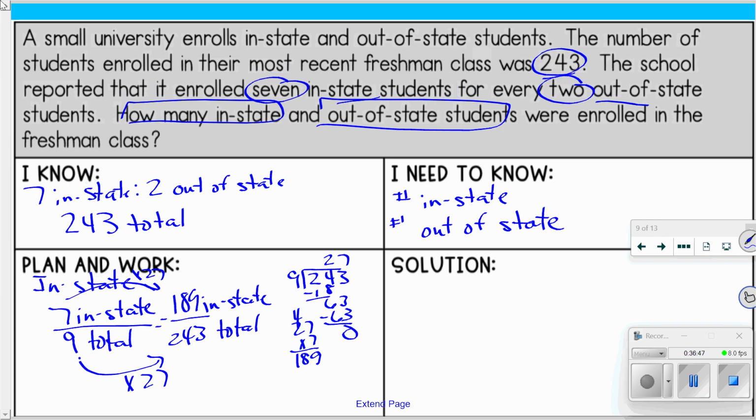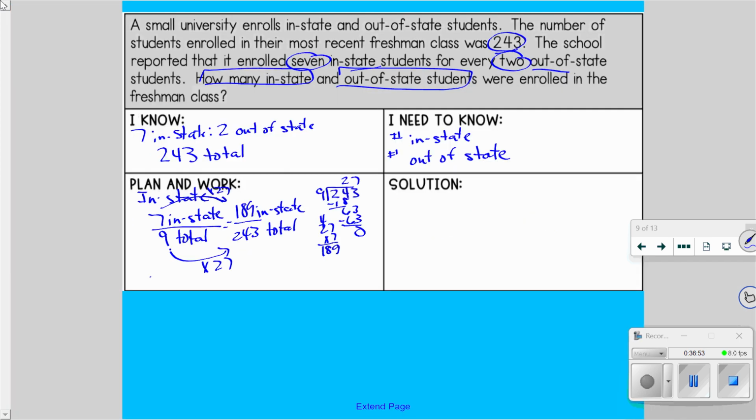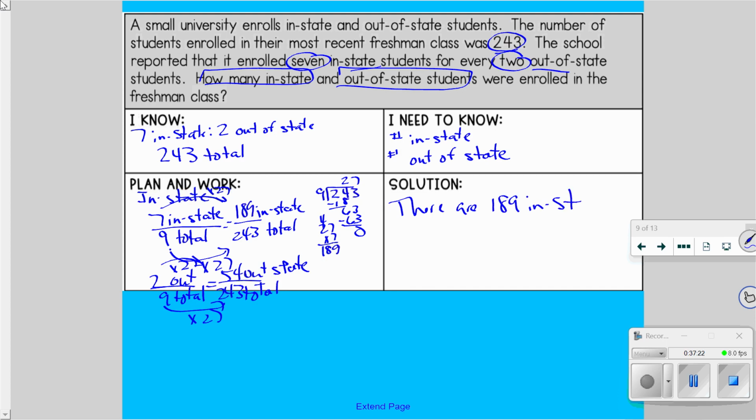Okay? What about for the out-of-state? Then all I'm going to do is change those numbers, make it 2 out of 9 total. And I know it's good. Did anything else change? No. The only thing that changed is that one number on top. I'm still multiplying them both by 27. So I do 2 times 27 and I get 54. So there are 189 in-state and 54 out-of-state students.